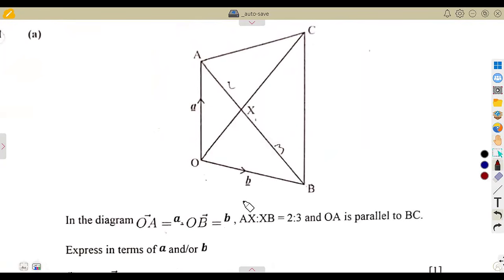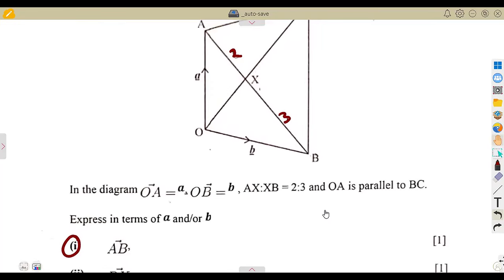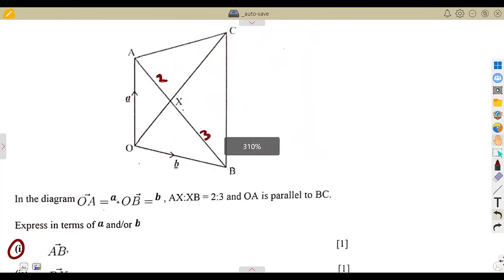Then we are given the ratio AX to XB as 2 to 3. That means the whole of AB is 5 units, or the whole of BA is 5 units according to the ratio, not according to vectors, but according to ratio. So calculate, or express in terms of A and B, vector AB. So that is item 1.